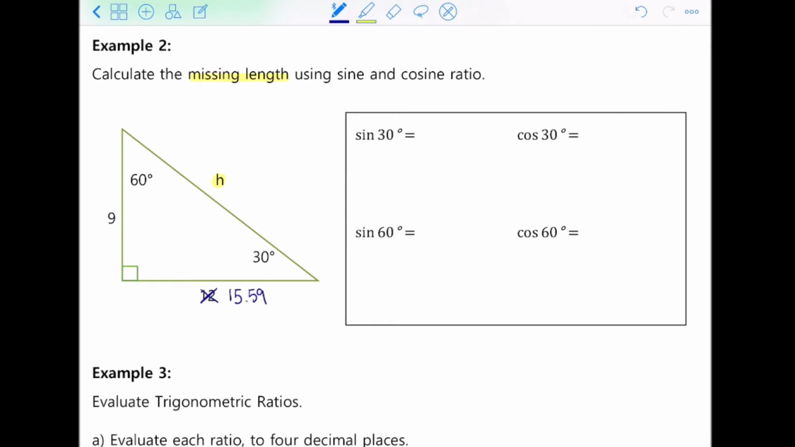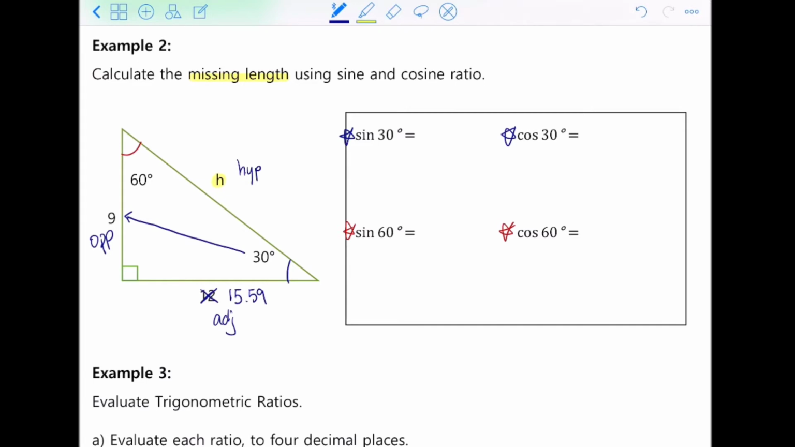All right, let's take a look at the angle 30. I'll use blue for angle 30 ratios and red for 60. We will first name the sides relative to the angle 30. The side that's across or opposite of angle 30 is called opposite. The bottom side over here would be adjacent, and the hypotenuse would be the longest side of a right triangle.